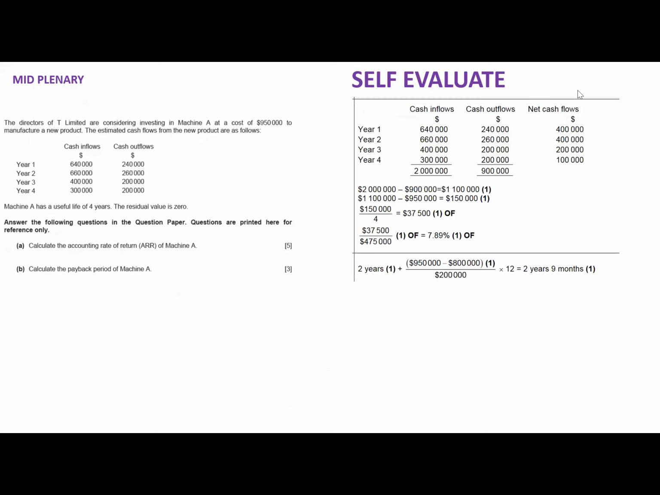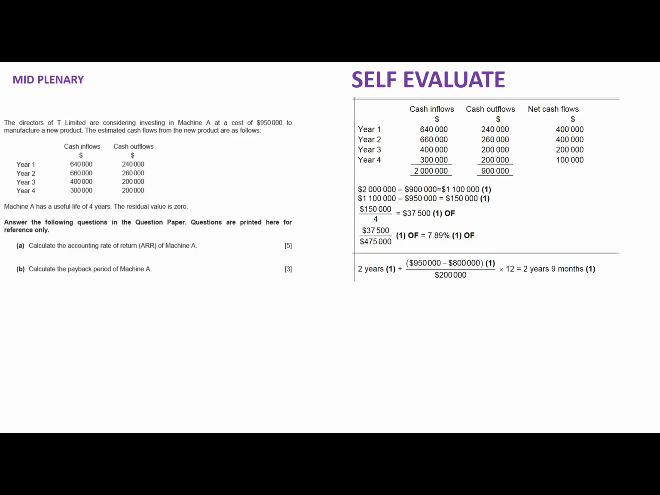Accounting rate of return and payback period of machine A. Can you do it along with me? What is your initial investment? 950,000. What is the useful life of the machinery? 4 years. Residual value is zero.